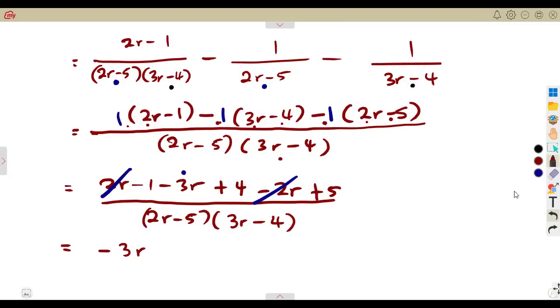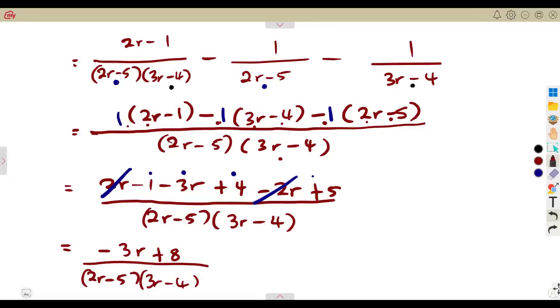Let's consider the numbers together. 4 plus 5, which is 9, minus 1, which is 8. All right, so that will be positive 8. Okay, so you're going to have a positive 8, or you can just use your calculator there. Everything over the LCD as it is. Remember, this does not change. So it's 2r minus 5, 3r minus 4.